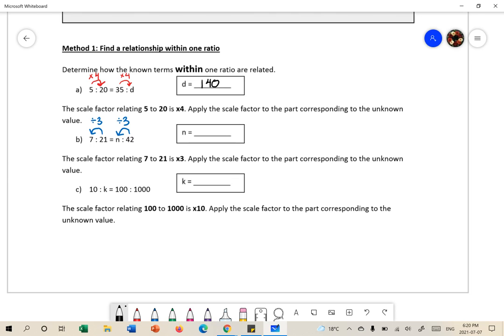So 42 divided by 3 is 14. And finally in C, to go from 100 to 1,000, we multiply by 10. So we're going to use the same scale factor in the first ratio. So K is equal to 10 times 10, which is 100.